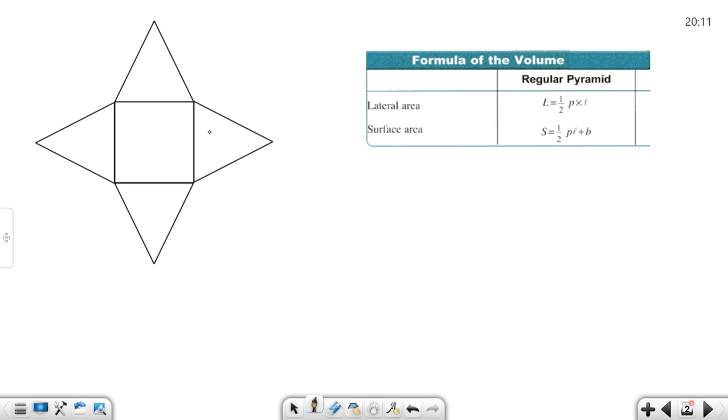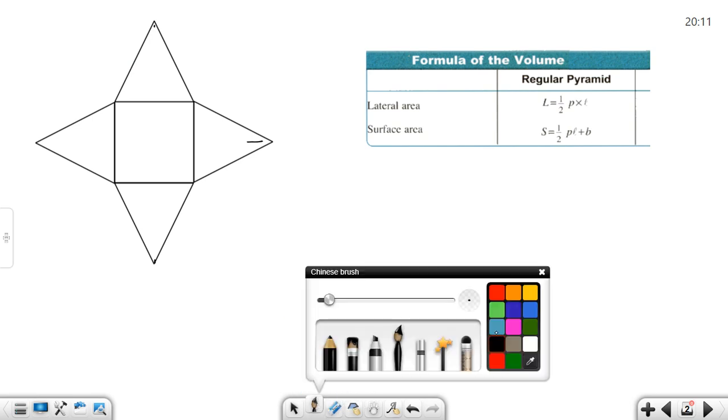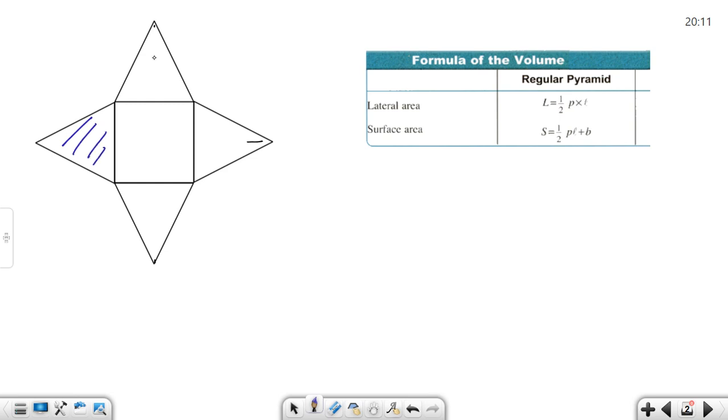So as you see, there's a formula about the lateral face. When we open a square base pyramid, the altitude of the triangle is actually called slant height. We will use L for this slant height, and all of them are congruent here because these are regular pyramids. When we open this pyramid, let's shade them with blue color, these are the lateral area.